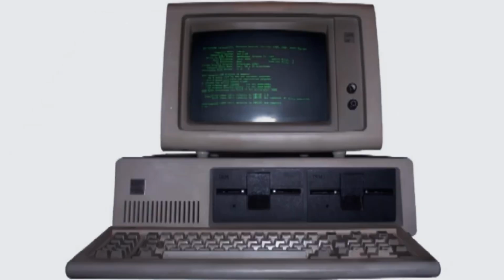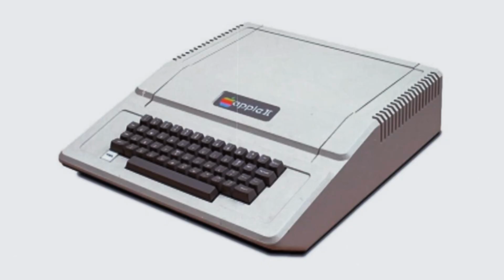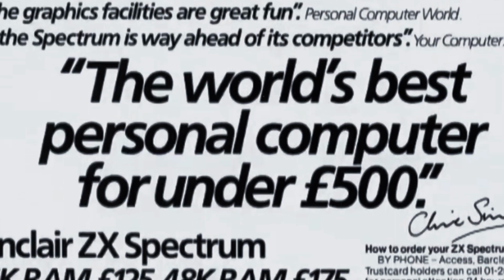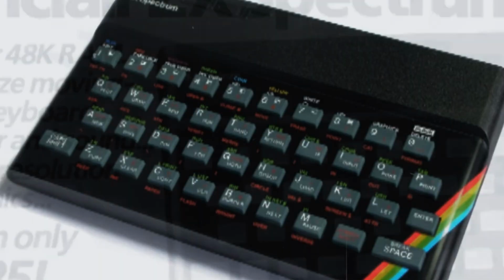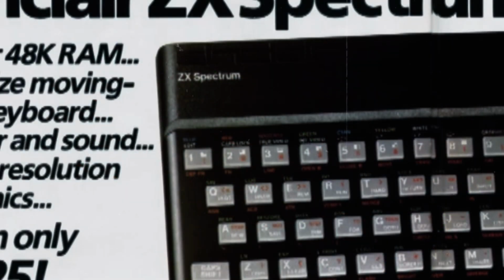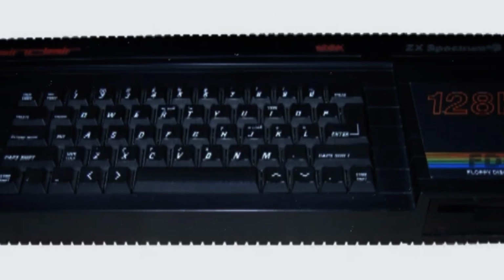stood out from its competitors by offering colorful graphics on a television screen. This was quite an exciting feature for its time. The Spectrum quickly became a hub for gaming innovation. Titles like Manic Miner and Jet Set Willy not only entertained users, but also pushed the boundaries of what home computers could achieve. Its affordability and simplicity opened the doors for a new generation of developers to experiment and create.